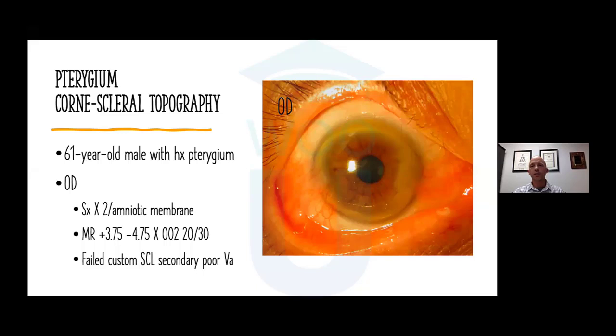Okay, the next patient. This is a patient who has a history of pterygium, 61 years old. He had a number of surgeries to remove the pterygium, including 2 amniotic membrane treatments. He has a lot of residual astigmatism. He's 20/30. He actually wants a contact lens for golf. And we had tried a soft contact lens to start, but he failed with that, secondary to poor vision.